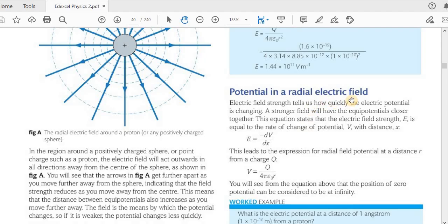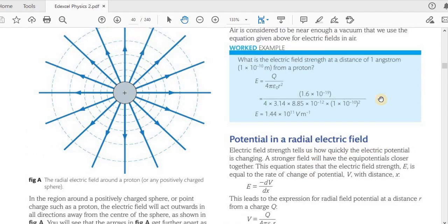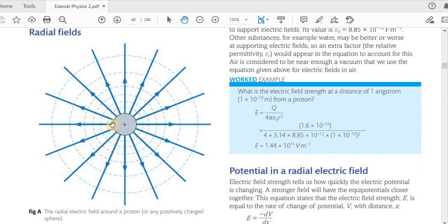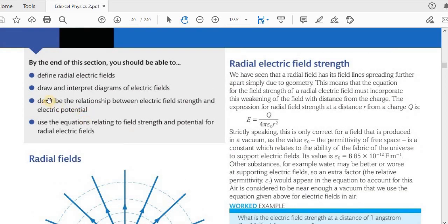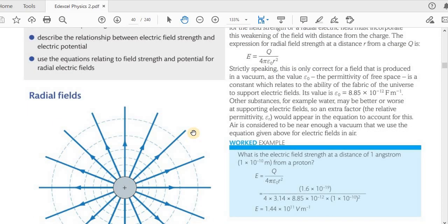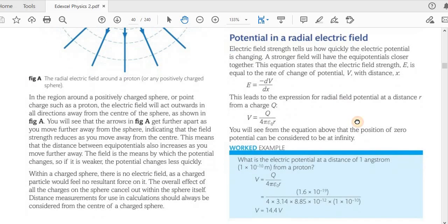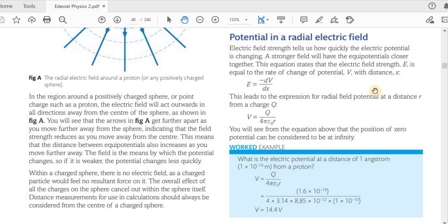Potential in a radial electric field. Here, this is the electric field strength of the radial electric field. Now there was another thing that you are going to learn, that is the potential for a radial electric field. We learned the electric field strength for a radial electric field. Now we will see the electric potential for a radial electric field. Electric field strength tells us how quickly the electric potential is changing.